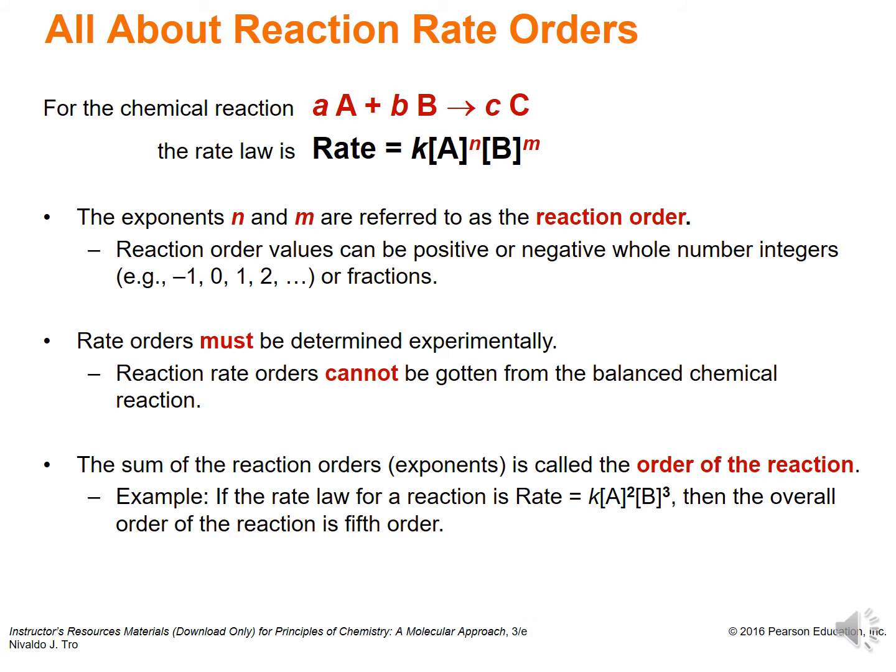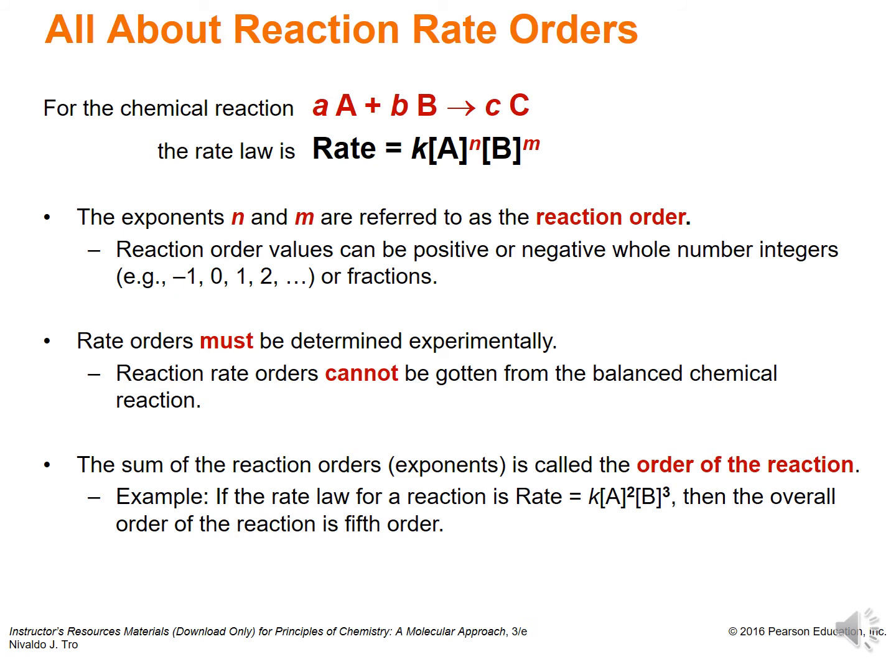The reaction rate orders cannot be obtained just from the balanced chemical reaction. Don't make that mistake. We will be using balance coefficients when we get to equilibrium, but for kinetics, we have to go with the experimentally determined rate order. The sum of all the reaction orders, the exponents for all of the reactants, is called the order of reaction, the overall order of reaction.